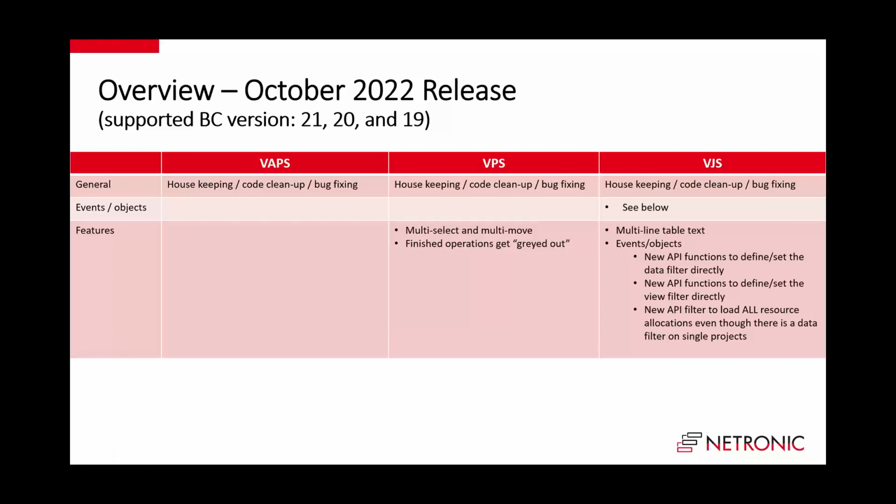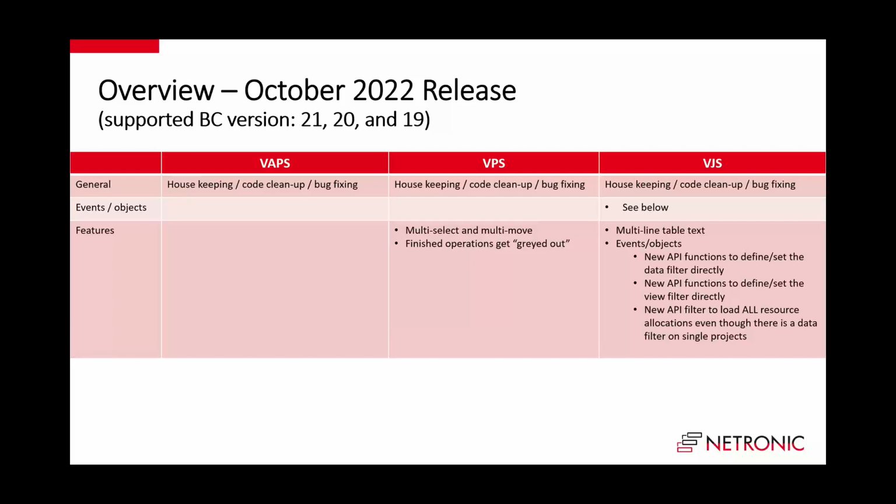For the VJS, we now have the capability to configure the table text. So in the left-hand table, where you see the resources, the job and the planning line, this can now be configured to be multi-line, so that you have multiple lines showing there. I will not show this today. I will focus on VPS and VAPS. And for the VJS, we also added a couple of events and objects, so we enriched our API.